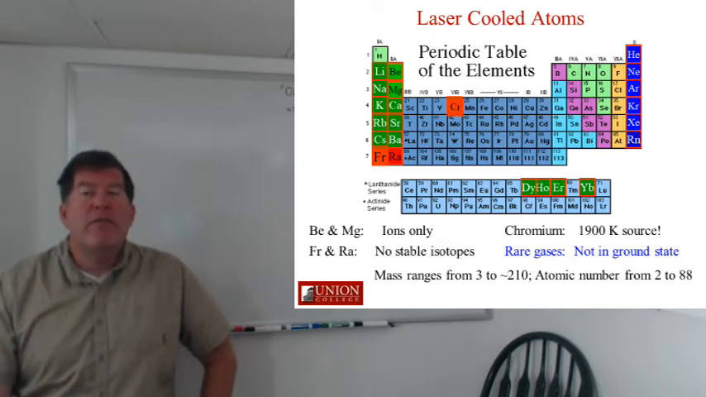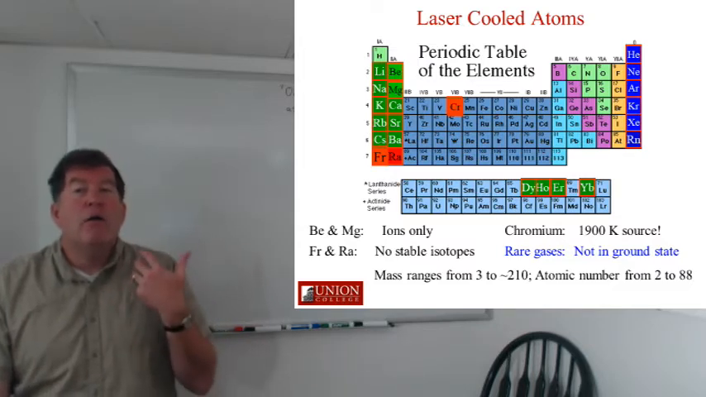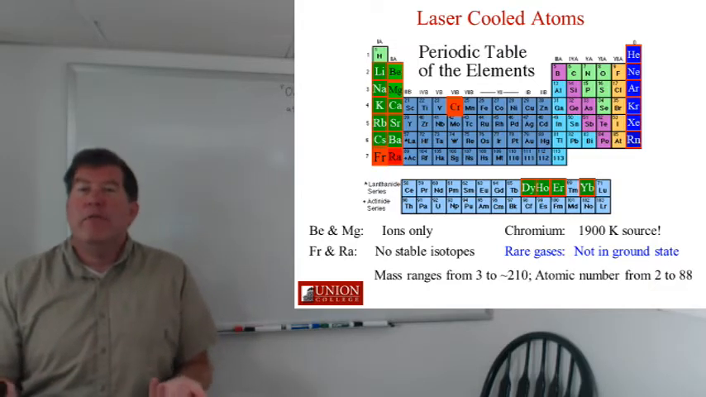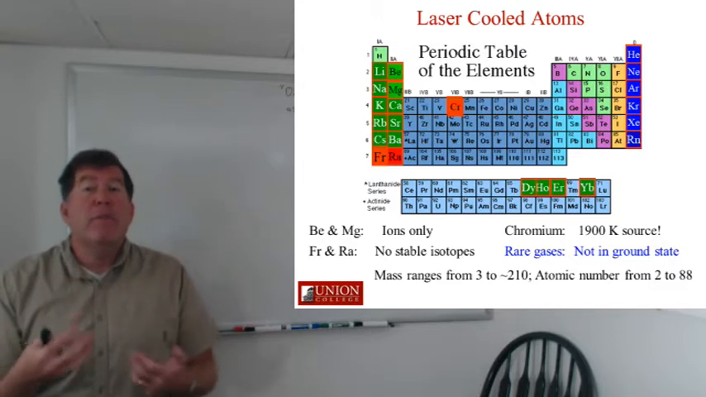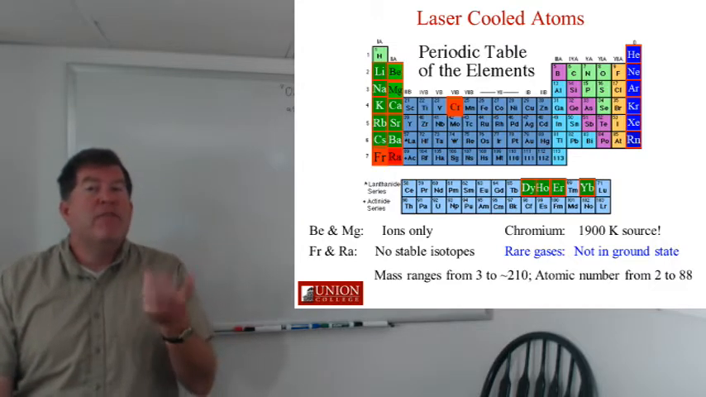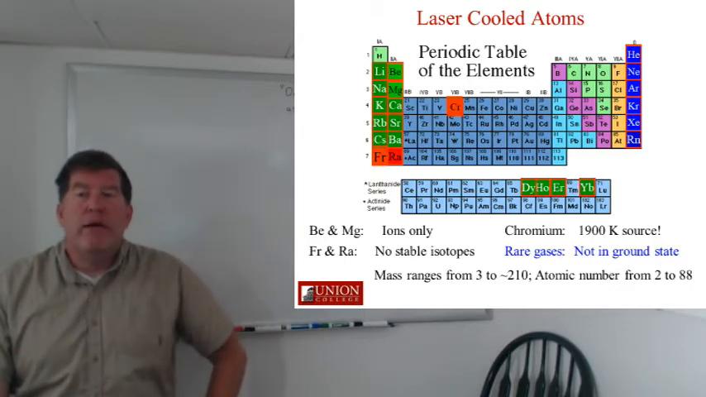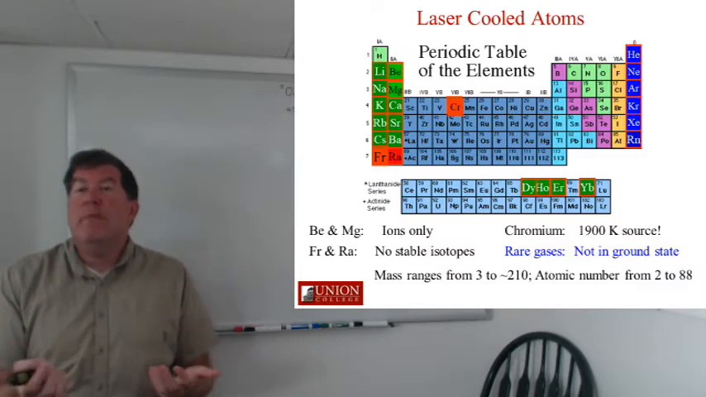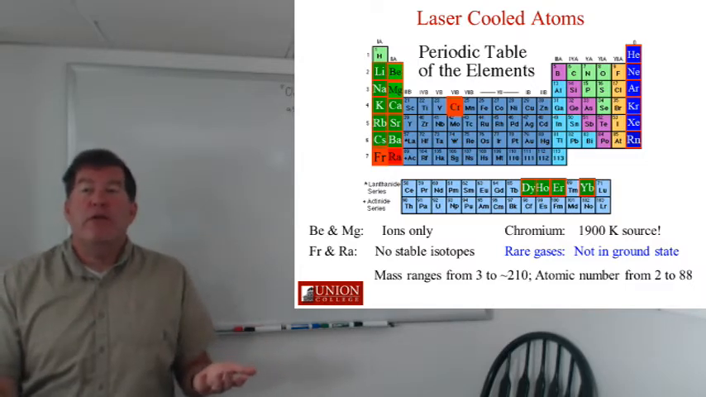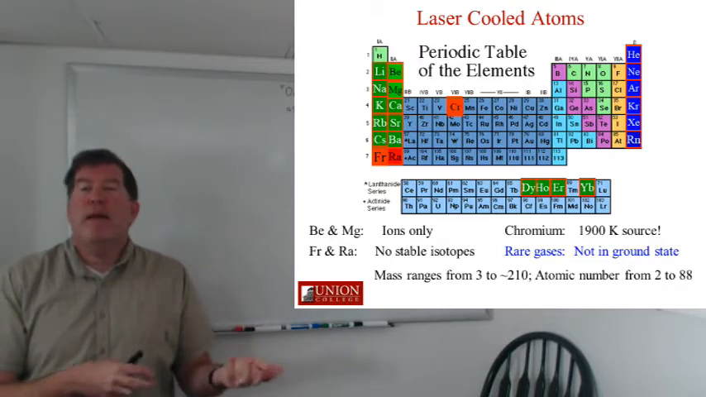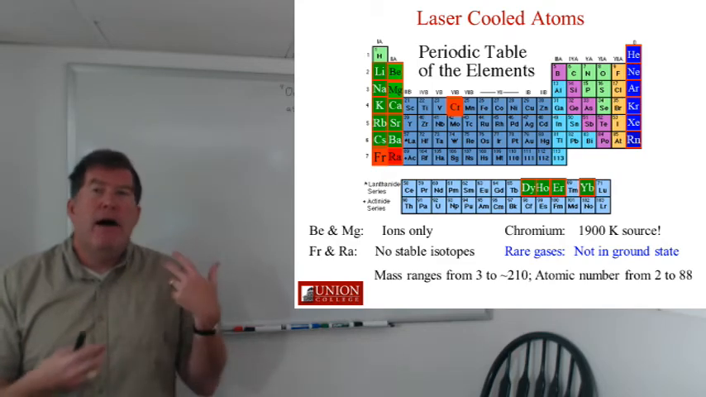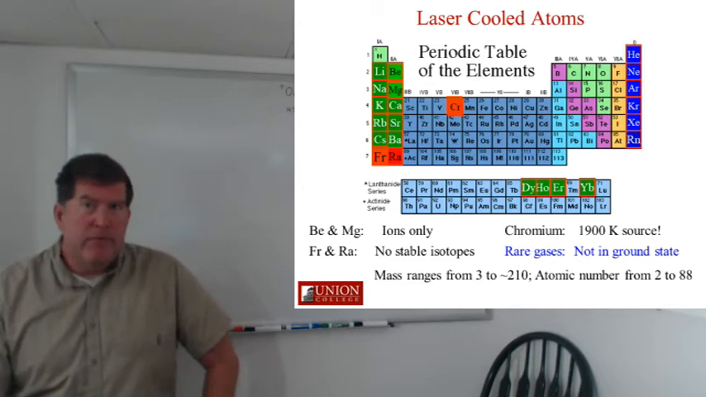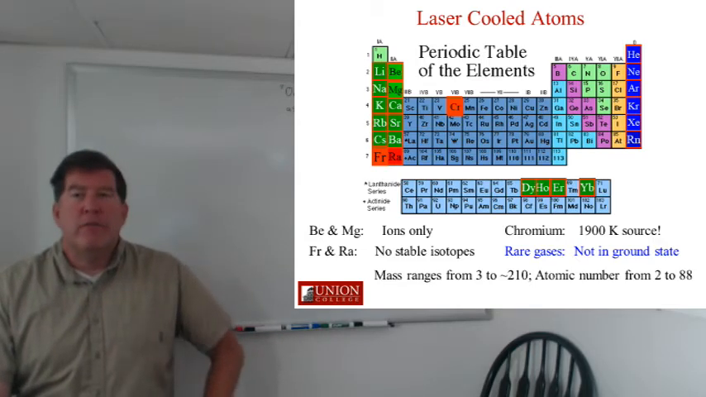There are also a number of these elements that have been cooled that are radioactive isotopes. So francium and radium in particular have no stable isotopes. And yet people are able to do experiments where you can collect enough of these to trap them and study the properties of these extremely rare isotopes. So while the choice of elements that you can use is somewhat limited, it does span a huge range of properties, all the way from an atomic mass of about 3 up to an atomic mass of about 210, atomic number from helium at number 2 all the way up into the 80s. So lots of atoms, lots of possibilities.